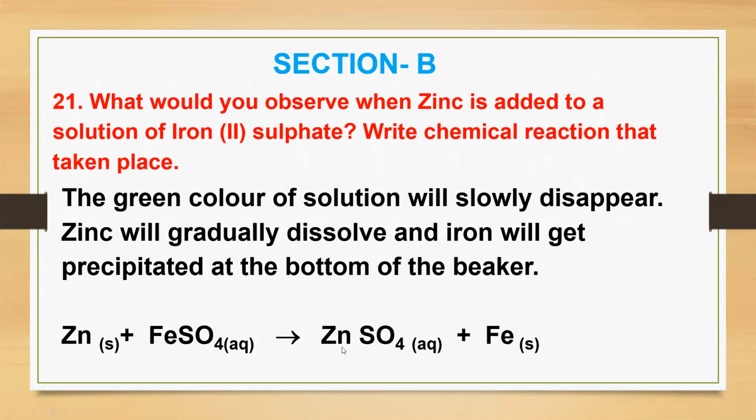Due to that reason, the green iron sulfate solution converts into a colorless solution. Iron will be a precipitate at the bottom of the beaker. Okay, move to the next question. We will see another 2 marks question.